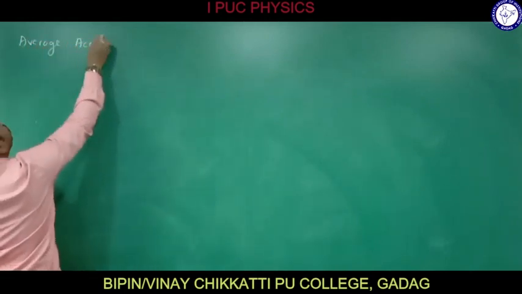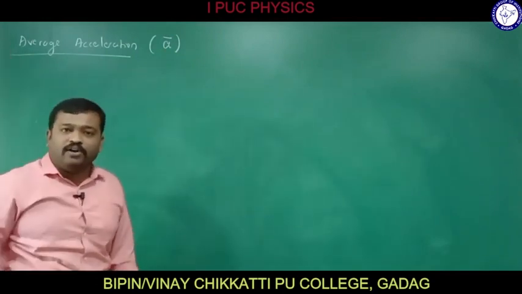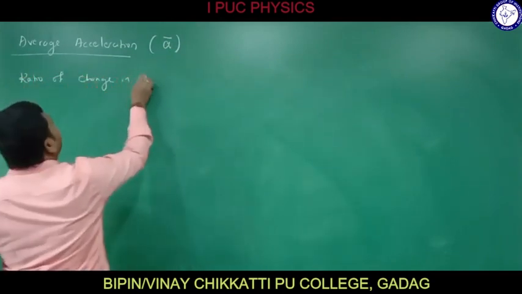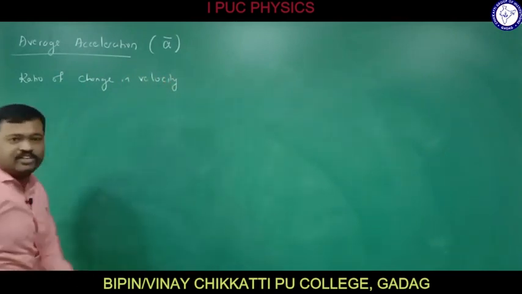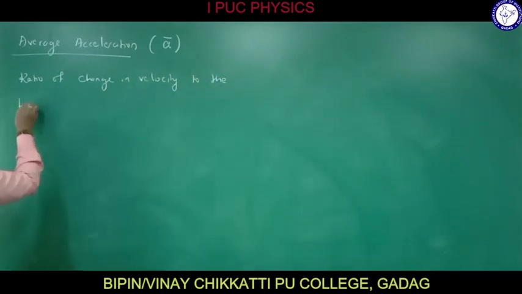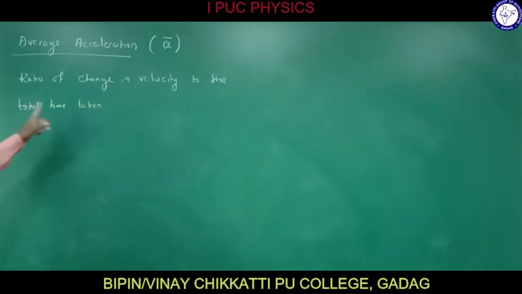Next, let me talk about what is average acceleration. I already told you that average acceleration is denoted by a bar. When you write a bar on a letter, it is about average, right? What is average acceleration? It is the ratio of total change in velocity to the total time taken. Simple. Change in velocity to the total time taken, that is called average acceleration, right?